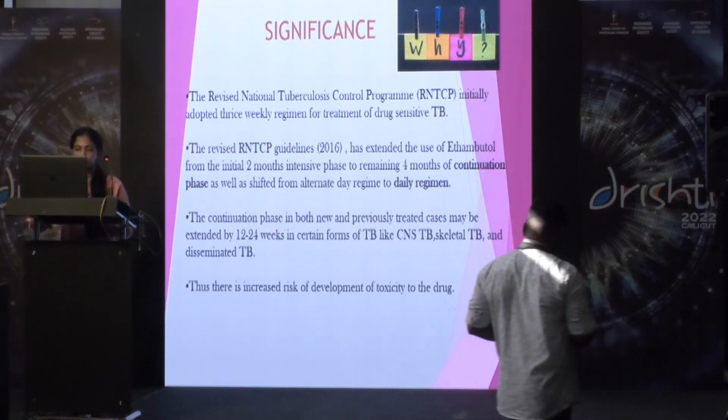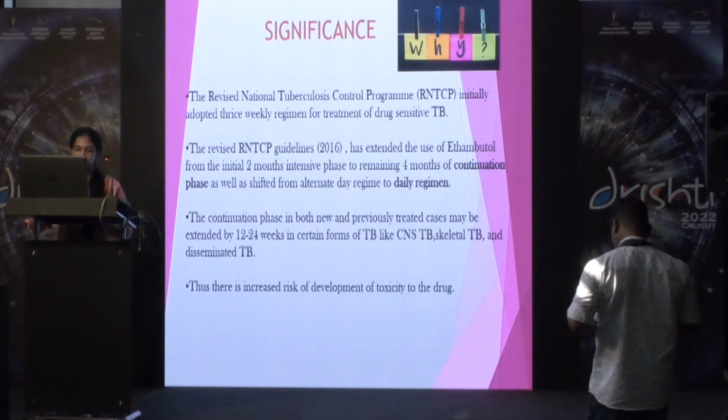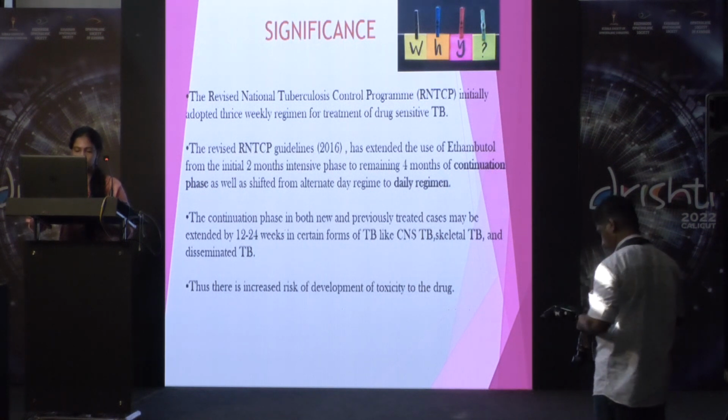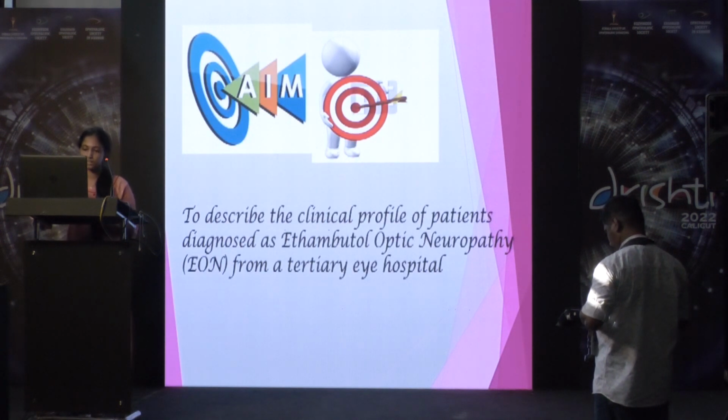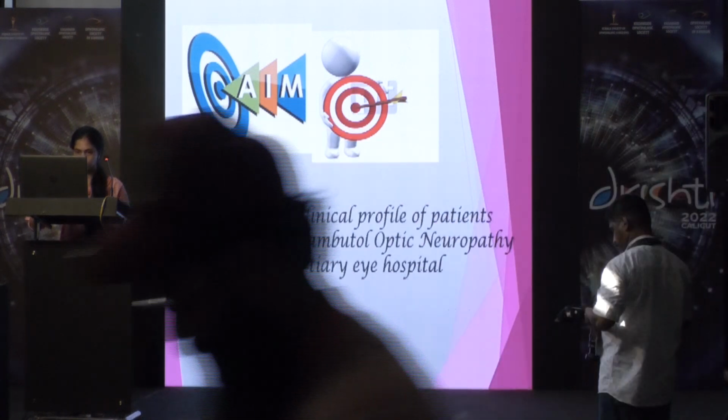The continuation phase in both new and previously treated cases may be extended by 12 to 24 weeks in certain forms of TB like CNS, skeletal, and disseminated TB. Aim: to describe the clinical profile of patients with ethambutol optic neuropathy from a tertiary eye hospital.